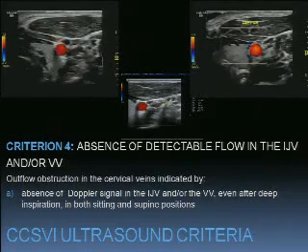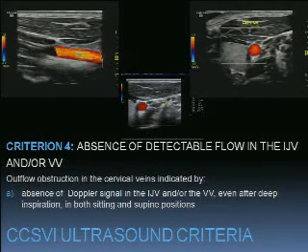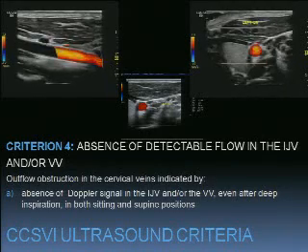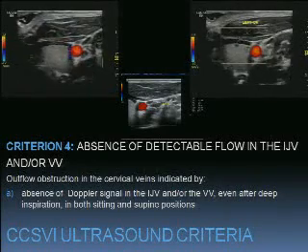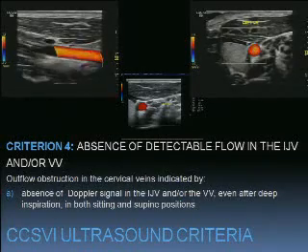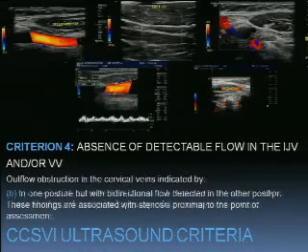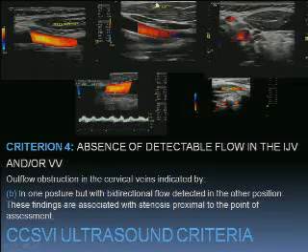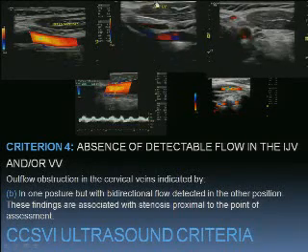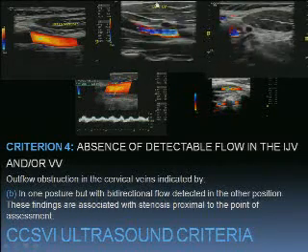Criterion number 4, absence of flow. You can see here there is no flow in the left internal jugular vein. Also here, and on the left side you can see some collaterals via the superior thyroid vein. Also here the same, and here we have tried in many.